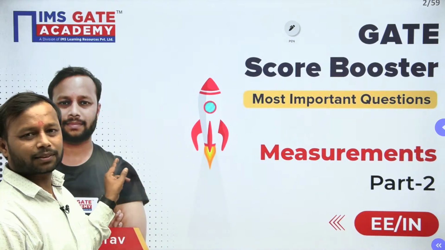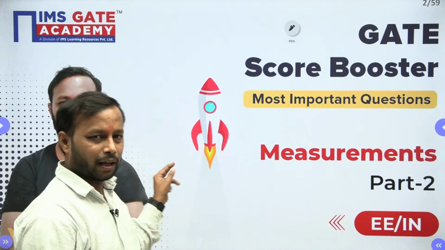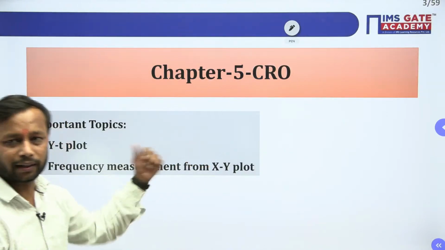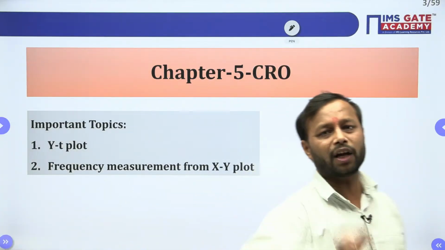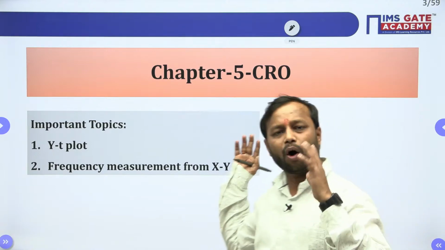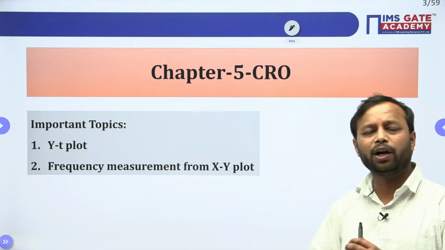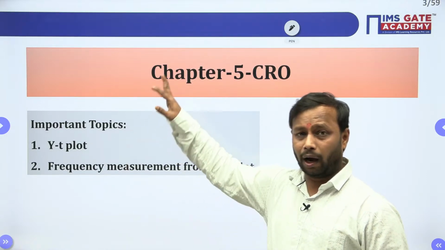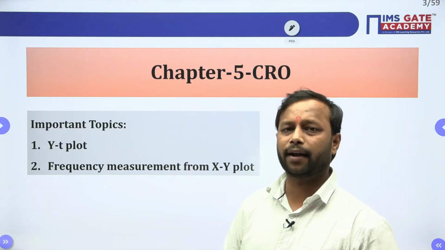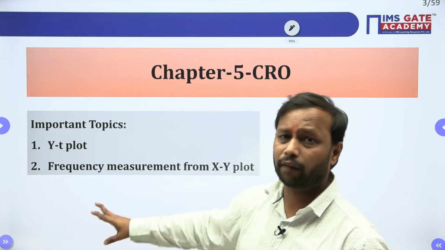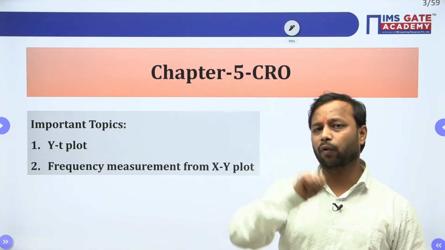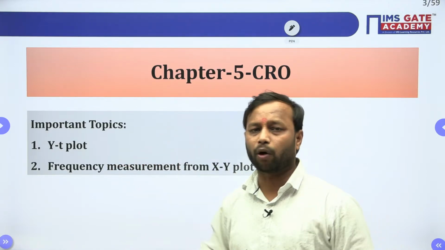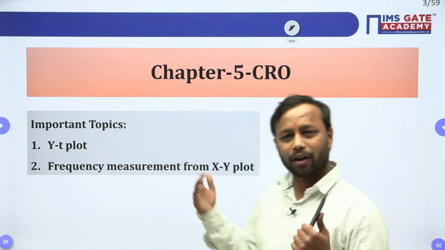Here comes the first chapter of today's session, which is CRO, and mind you, this is one of the important chapters, whether you belong to the EE stream or the IN stream. It is very, very important, because out of the 4 marks, if I talk about the electrical stream, definitely you are going to have at least 1 mark from this chapter. CRO means cathode ray oscilloscope.